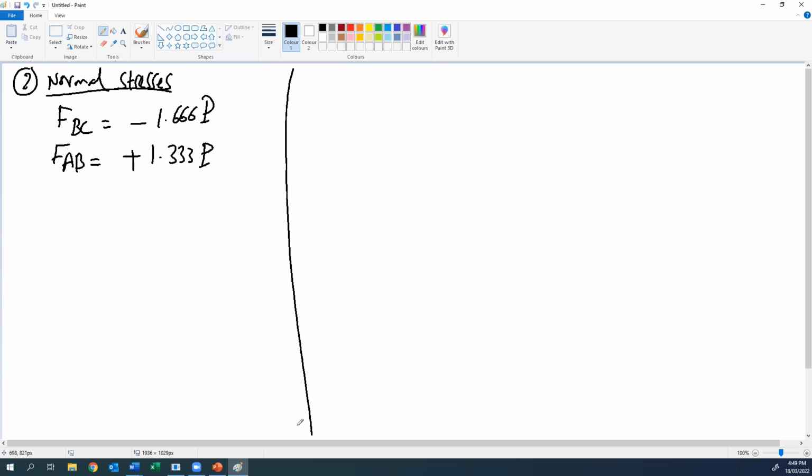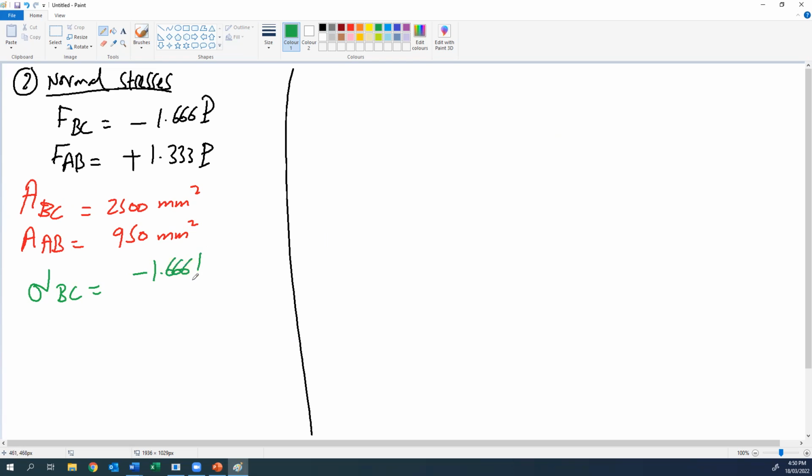And what else do we know here? It is given that the area of member BC is 2500 millimeter square. Area of member AB is 950 millimeter square. Okay, so the stress in member BC will be equal to negative 1.66B divided by 2500.